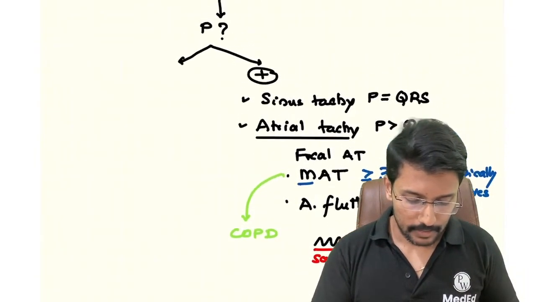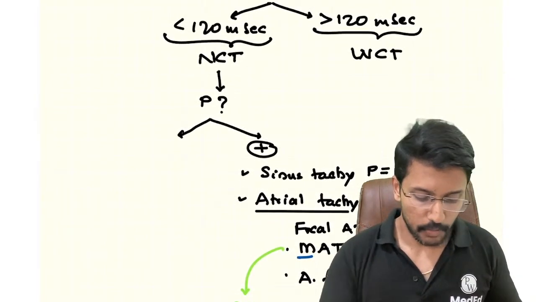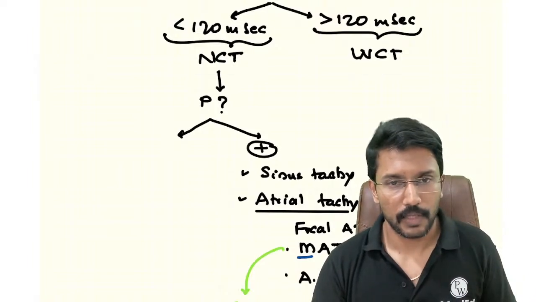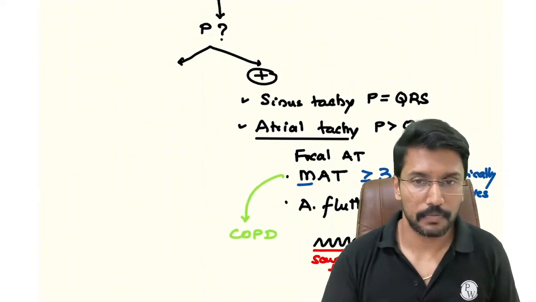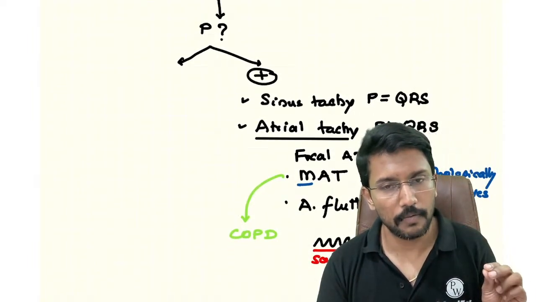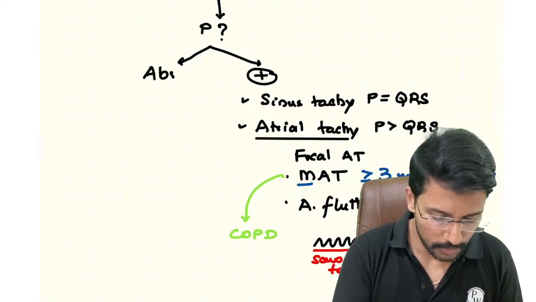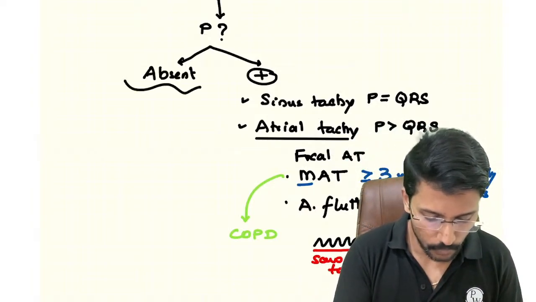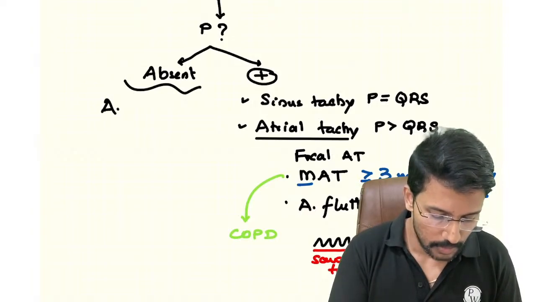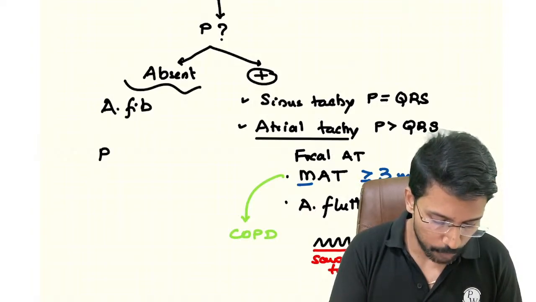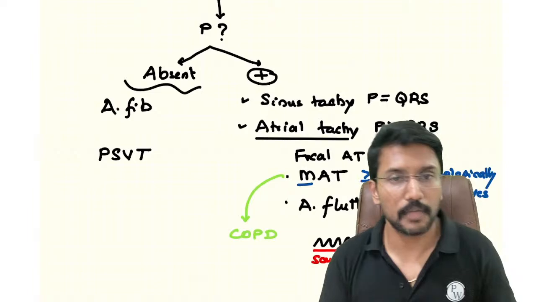Now if I get a narrow complex tachyarrhythmia where the P waves are absent, then what are my differential diagnoses? Atrial fibrillation and PSVT, right? Those are the two differential diagnoses. How do we differentiate between these two?